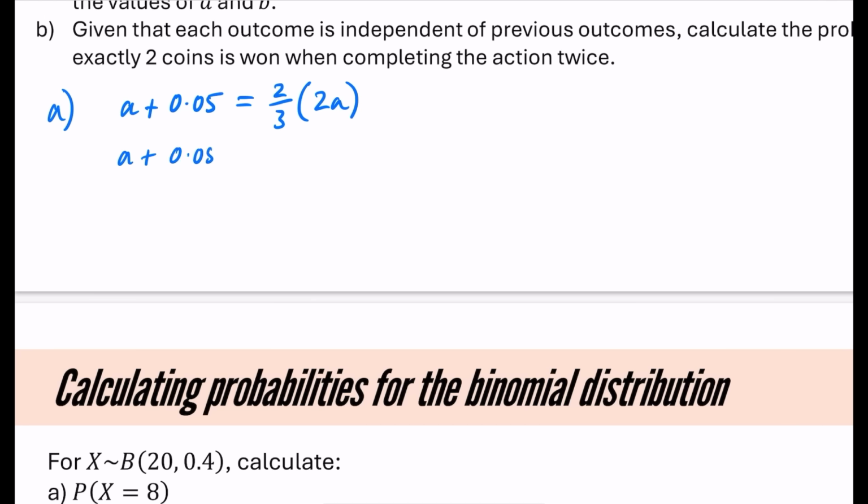So a plus 0.05 equals, 2 times 2/3 is 4/3 a. I'm going to subtract a from both sides so that I get 0.05. 4/3 minus a is going to be 1/3 a. And then I will triple both sides so that I can say that a is 0.15.